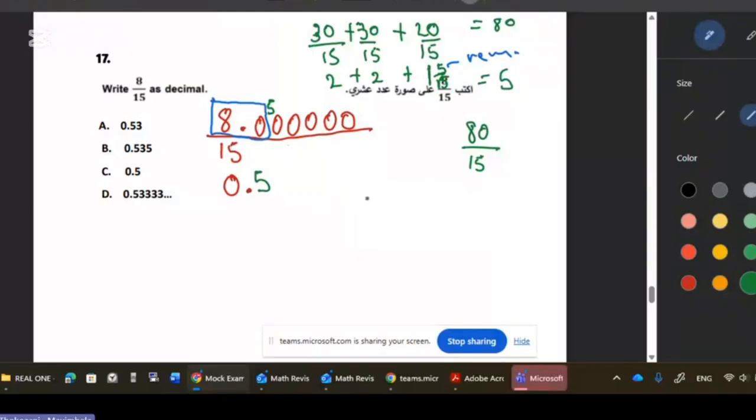Let me know if you are lost. Yes. Now we have 50. That's the next thing we have. Where do you see this 50? This is the 50 I'm talking about. Can you see now 50? So what is 50 divided by 15? How many 15 do we find in 50?